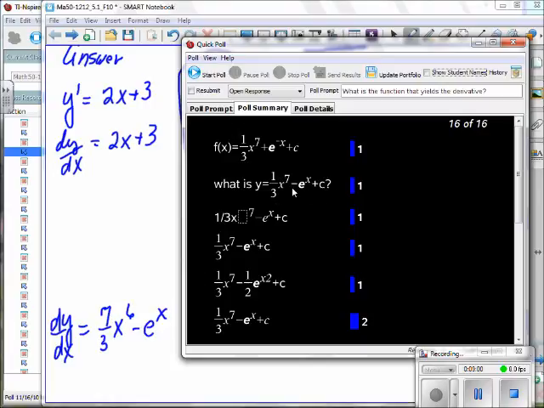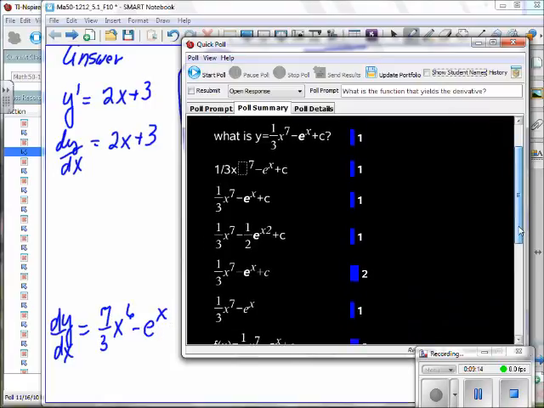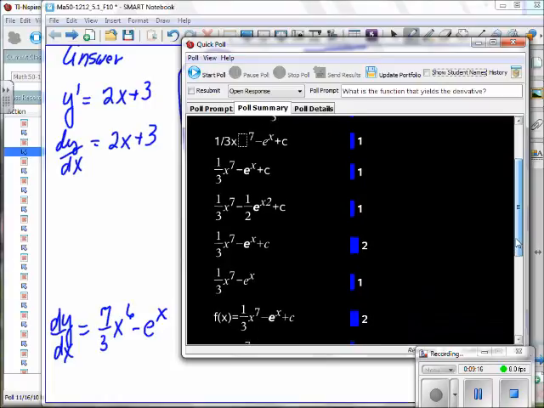Okay, so we agree 1/3 x to the 7th yields 7/3 x to the 6th as a derivative. Minus e to the x, the derivative of that would be minus e to the x, plus c. And do we have any others? There's another one like that. Now, what's the difference between these two? Why didn't the Inspire count them as the same?